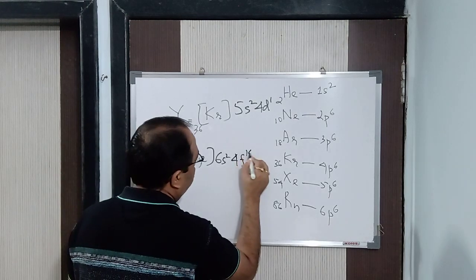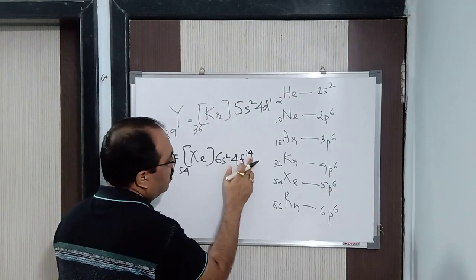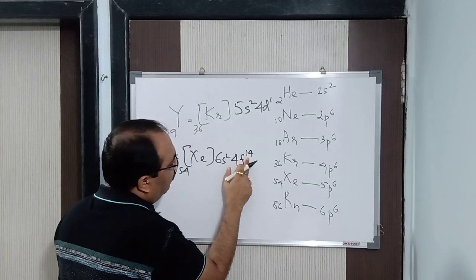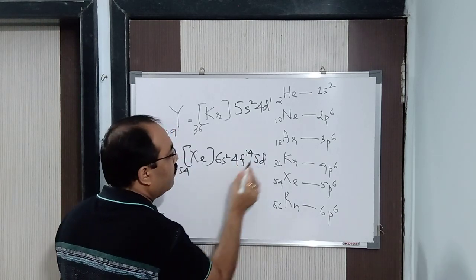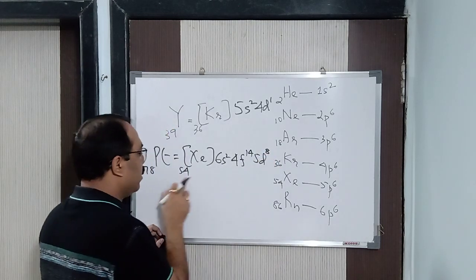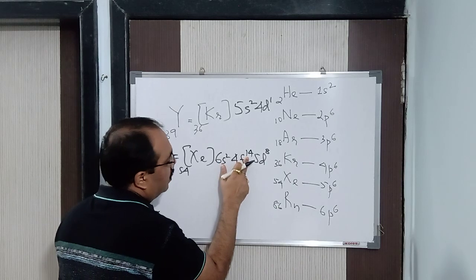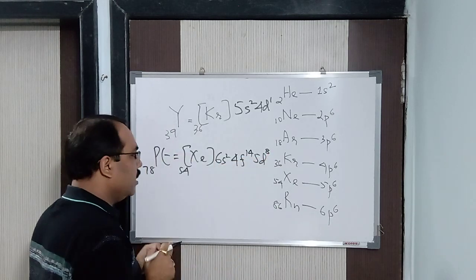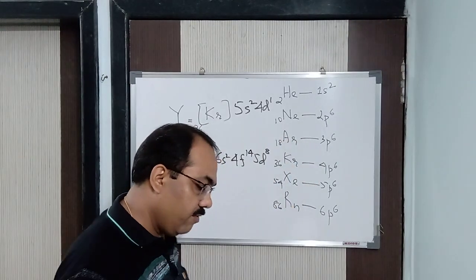4f has a maximum of 14. So see here, 54 plus 2, 56. 56 plus 14, 70. We got 70. Now after 4f, what will we have? 5d. 5d is how much? 8. See here, 54 plus 2, 56, plus 14, 70, and 8, 78. So you have got this particular configuration for platinum.